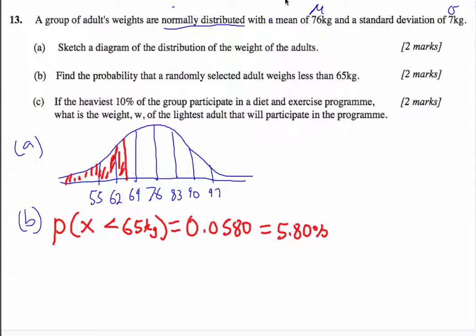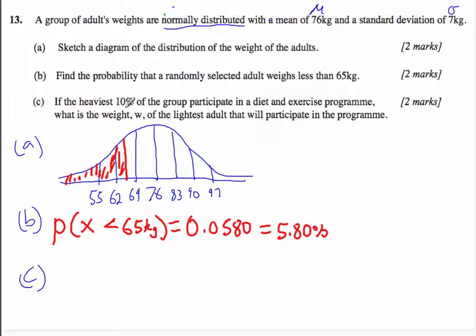Okay. Part C, the heaviest 10% of the group participate in a diet and exercise program. What is the weight W of the lightest adult that will participate in the program?